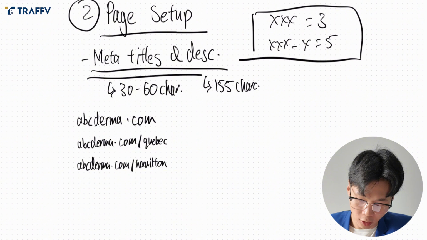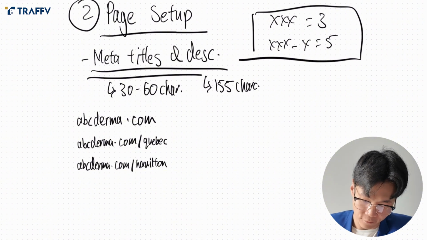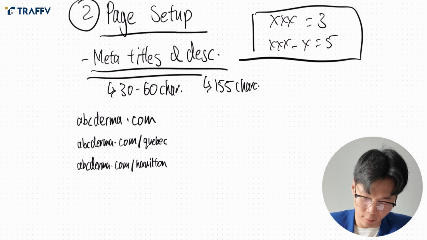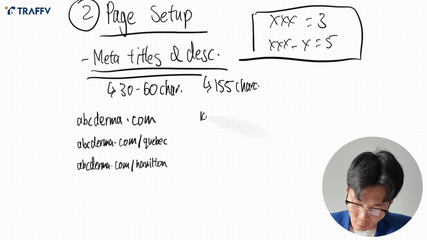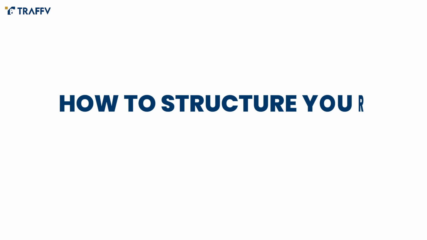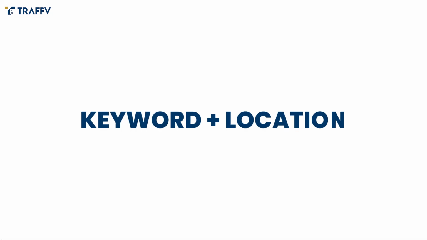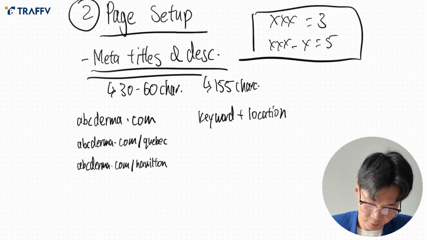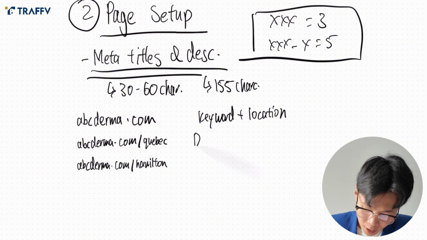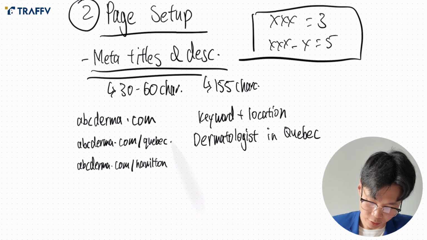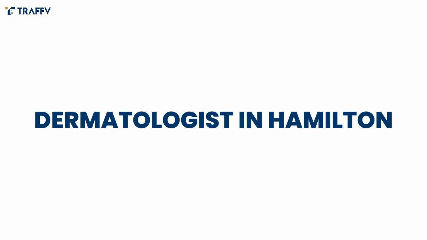For abcderma.com, this is their homepage, right? But for Quebec or for their Hamilton location, for meta titles, what you want to do is you just want to follow this keyword. How to structure your meta titles is very simple. Just follow this format. You want to include the keyword plus the location. Okay, so for example, if this is a dermatologist clinic, I'm just going to put something like dermatologist in Quebec. This will be the page title for this location, and then similarly in Hamilton.